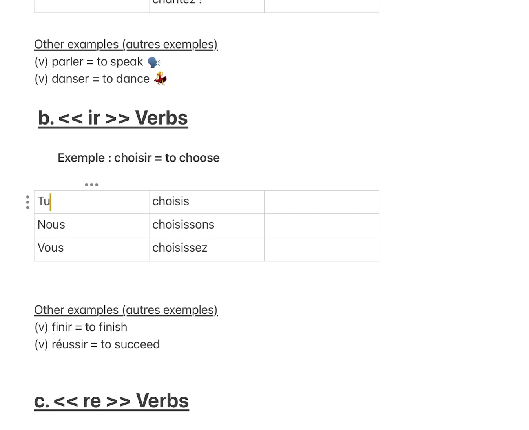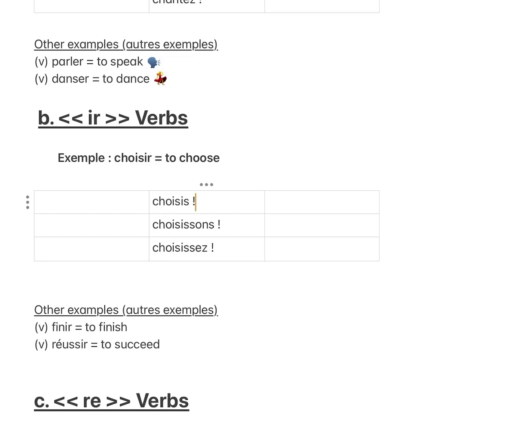So we start by removing the subject pronouns, and the second step, which is also the final step, is to add an exclamation mark. We do not remove the S in the tu form because choisir is an IR verb. So the rule of removing the S in the tu form is only for the ER verbs, that is, for the regular ER verbs.